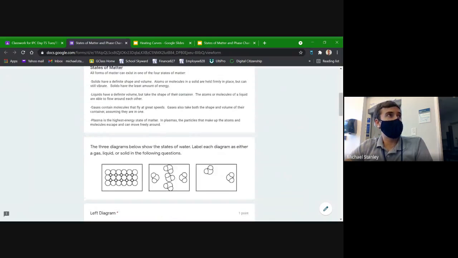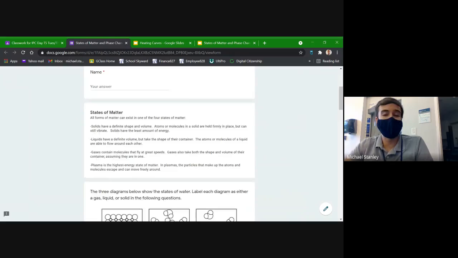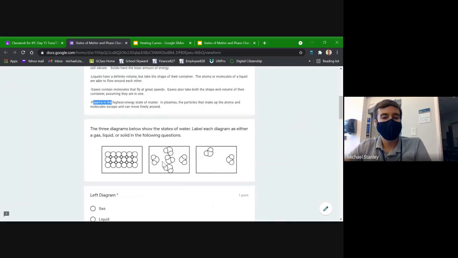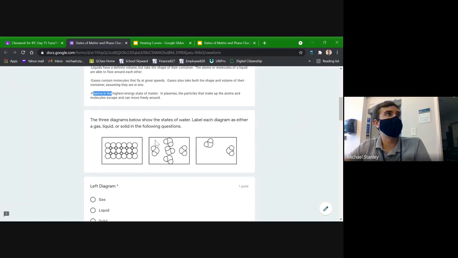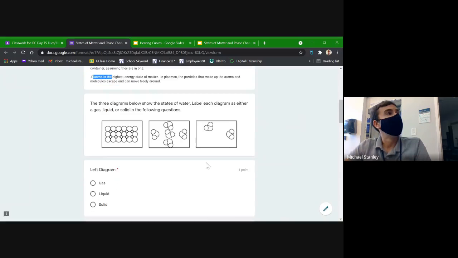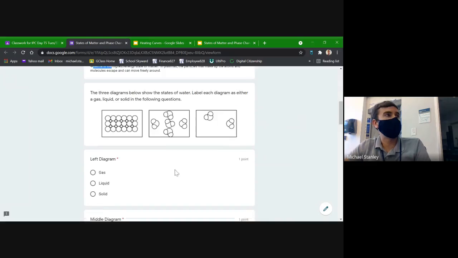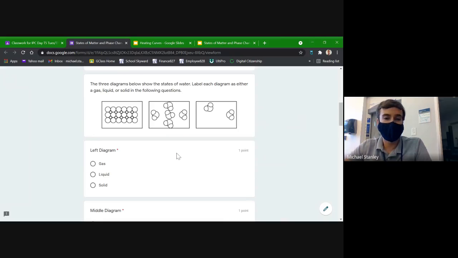There's a first part which has a little introduction just kind of reminding you about solids, liquids, and gases. There's also something called plasma, but we didn't really talk about plasma. Don't worry about that one. So we have our three diagrams right here. And the first thing I want you to do is tell me with the left diagram or the center diagram or the right diagram, which one is a gas, which one best represents a liquid, and which one best represents a solid. So we have very close together particles, kind of medium spread out particles, and very spread out particles up here.